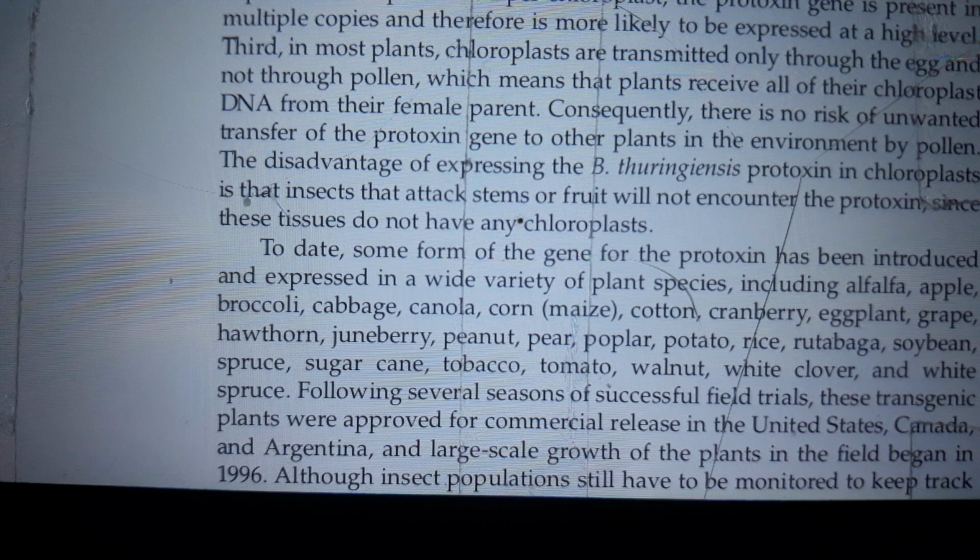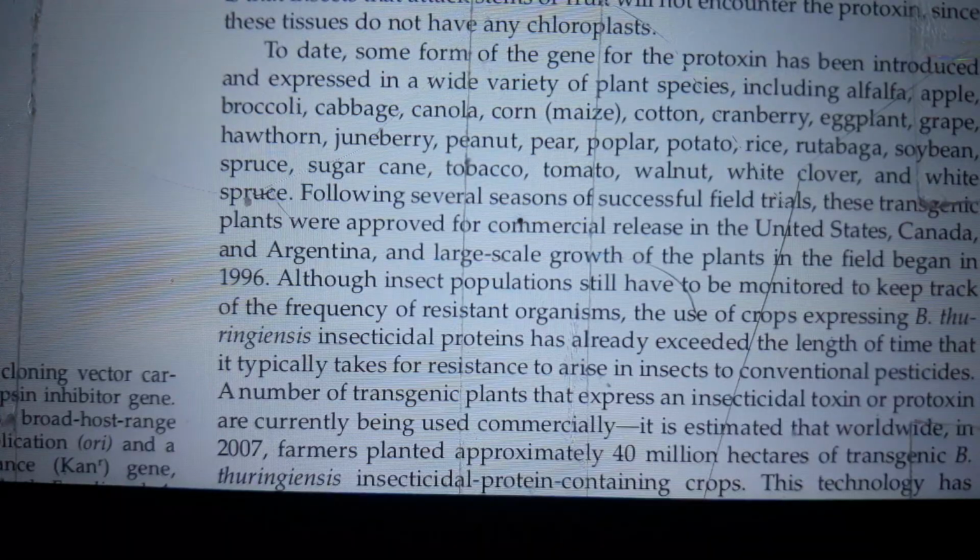First, the protoxin does not have to be modified because the chloroplast transcription and translation apparatuses are typically prokaryotic. Second, because there are many chloroplasts per cell and many copies of chloroplast DNA per chloroplast, the protoxin gene is present in multiple copies and therefore is more likely to be expressed at a high level. Third, in most plants, chloroplasts are transmitted only through the egg and not through pollen, which means that plants receive all of their chloroplast DNA from their female parent. Consequently, there is no risk of unwanted transfer of the protoxin gene to other plants in the environment by pollen.